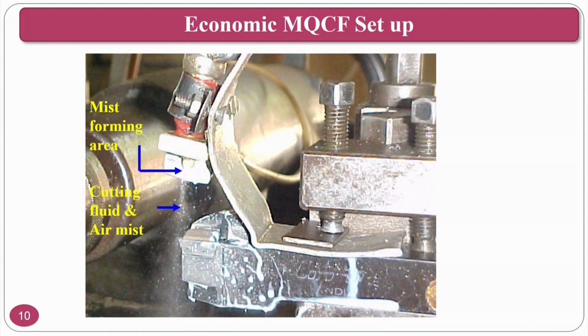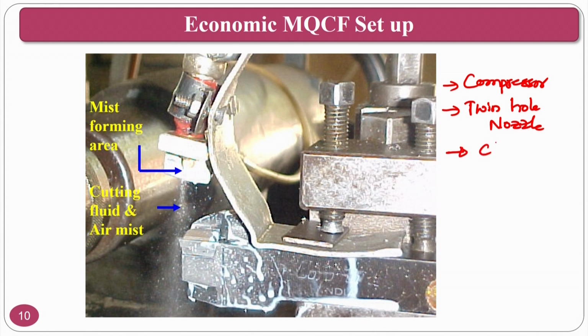So this is an economic way, because India being a developing nation, many people come up with economical solutions. The people who want to develop this type of setup can easily develop it. You need some components: a compressor, and a nozzle, where you can develop two nozzles, and I will explain the system. You require a twin hole nozzle and a cutting fluid tank.